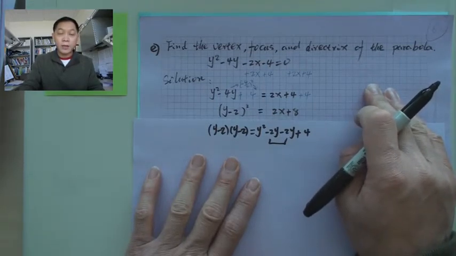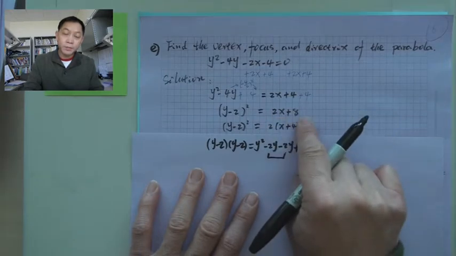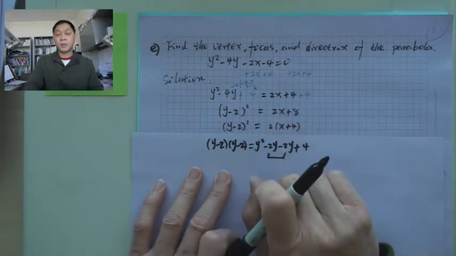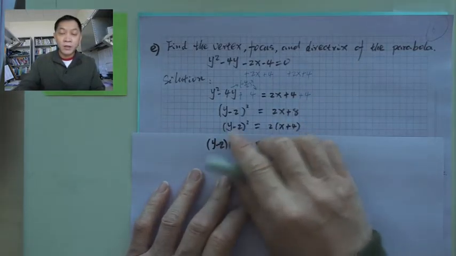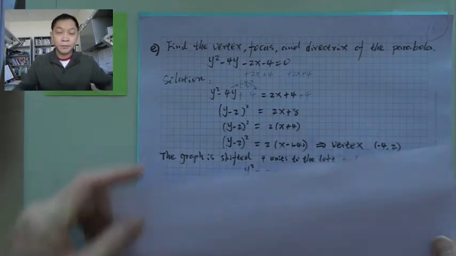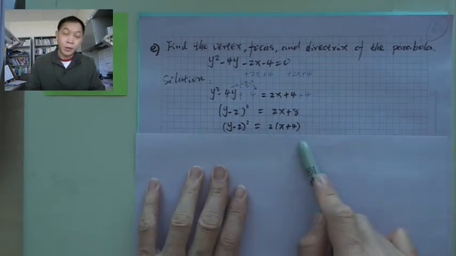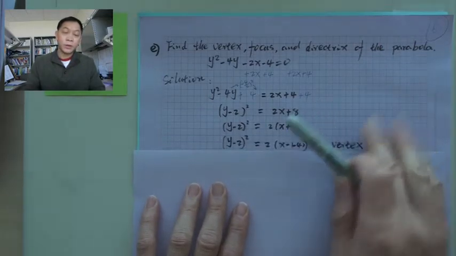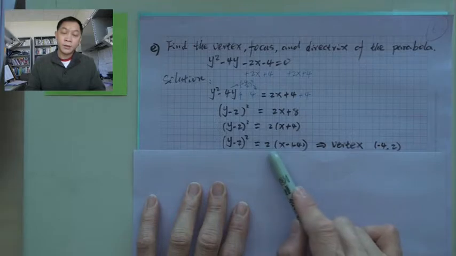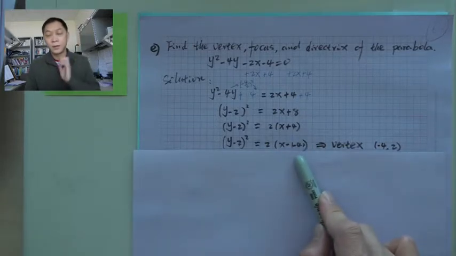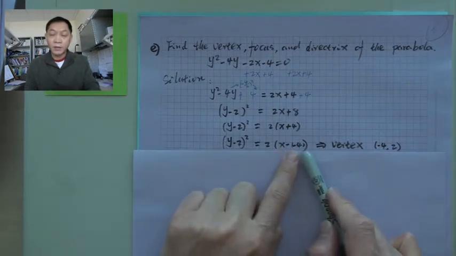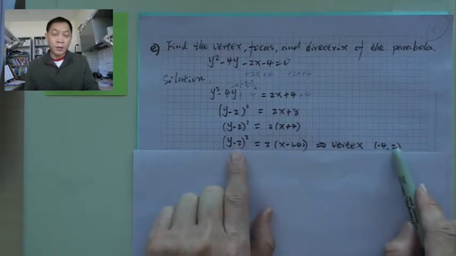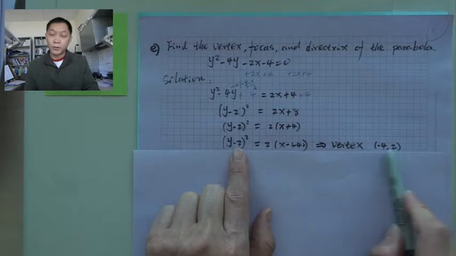So up to this far, you want to pull 2 out. So then 2 times 4 is 8, 2 times x is 2x, a distributive property. This one sounds familiar. Because we know we can rewrite this one as y minus 2 squared equals 2 times x minus negative 4. So x minus negative 4 tells you the x coordinate of the vertex is negative 4, and you have y minus 2, so you know the y coordinate of the vertex is 2.